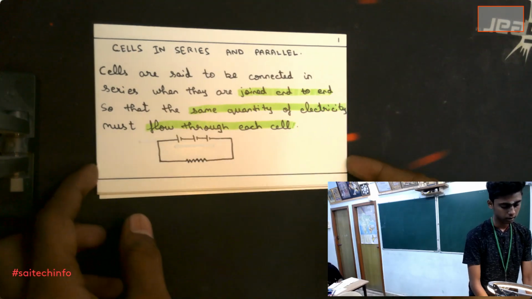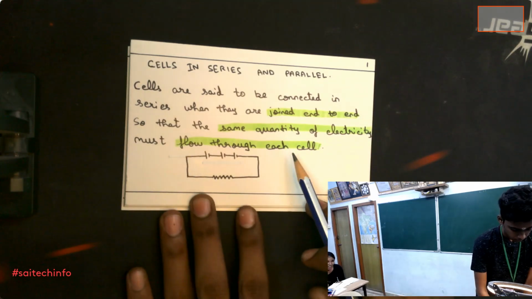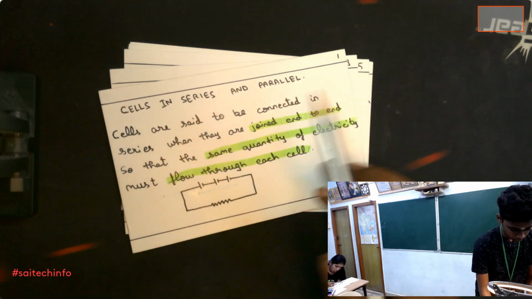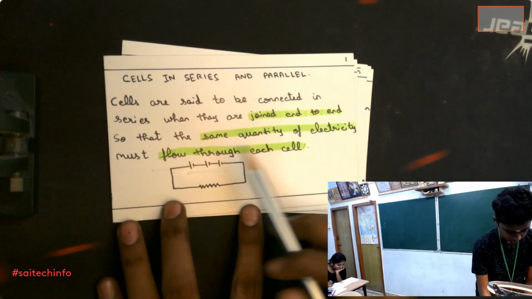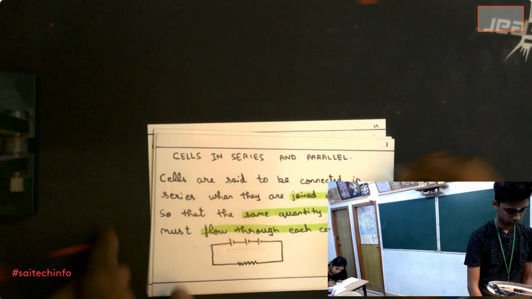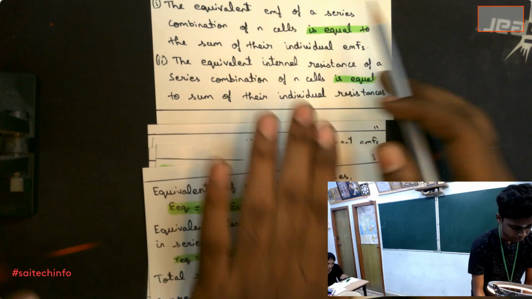Hello friends, today we are going to study the topic cells in series and in parallel. Cells are said to be connected in series when they are joined end to end so that the same quantity of electricity must flow through each cell. There are some rules for a series combination of cells.